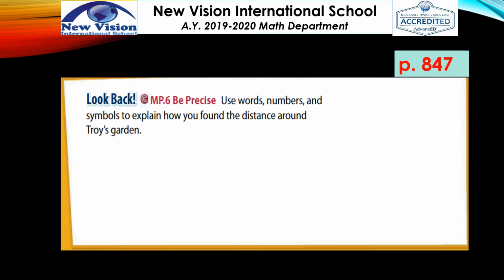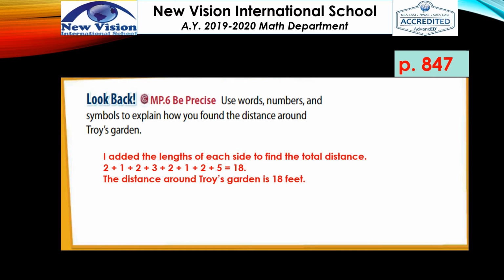Use words, numbers, and symbols to explain how you found the distance around Troy's garden. Ready? Okay. So I added the lengths of each side to find the total distance. So we have 2 plus 1 plus 2 plus 3 plus 2 plus 1 plus 2 plus 5 is equal to 18. Now the distance around Troy's garden is 18 feet.